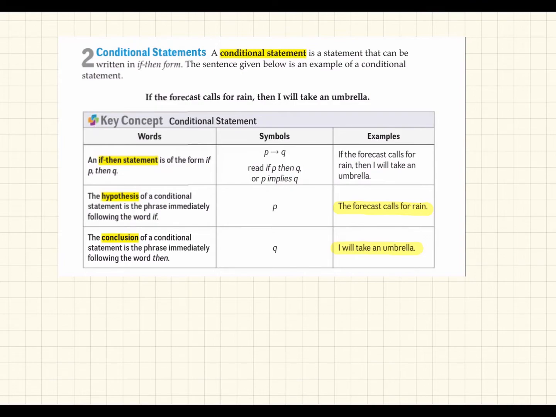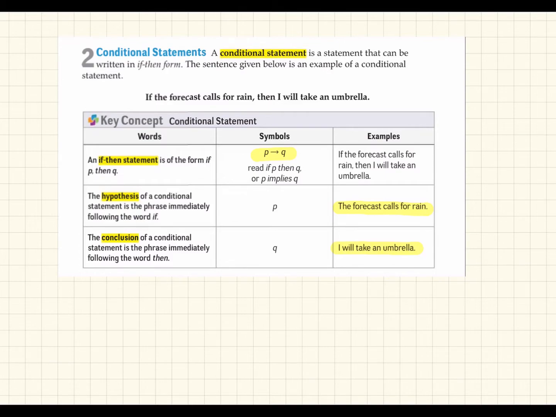This symbol here, the arrow pointing to the right, is the symbol for an if-then statement. So if I write P right arrow Q, it reads as if P, then Q. Sometimes they use the term P implies Q. I'm more of a computer coder, so I like to read it as if P, then Q.